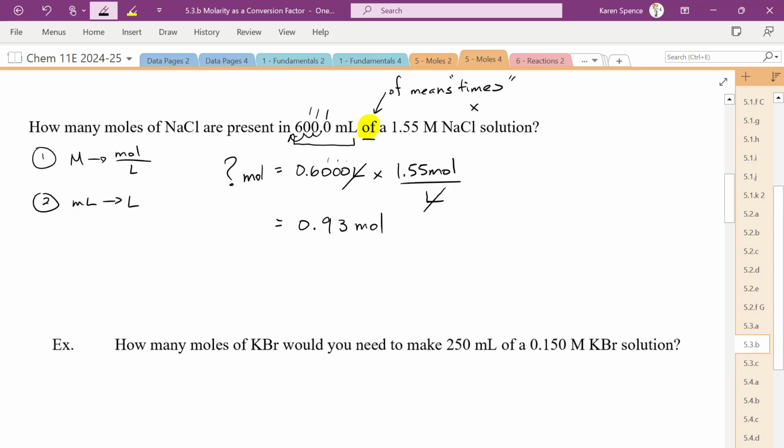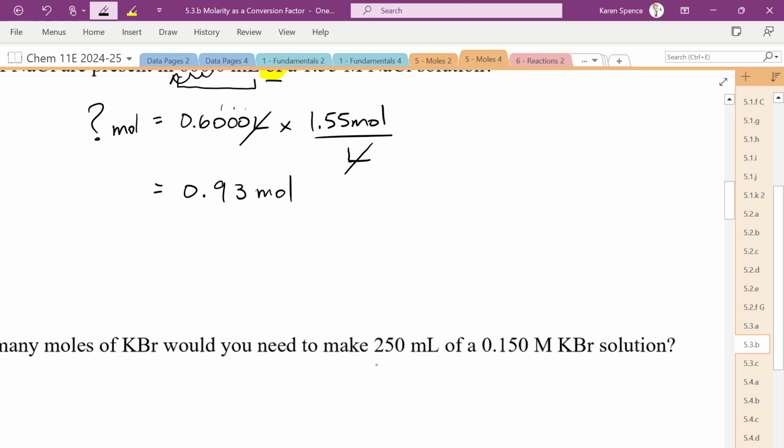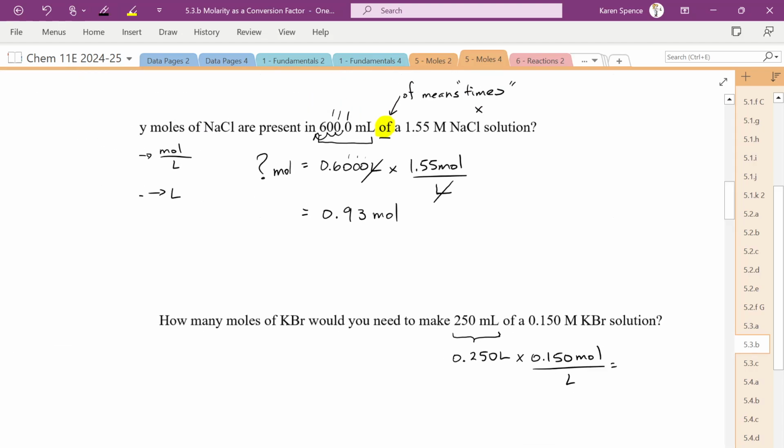How many moles of KBr would you need to make 250 milliliters? What's that in liters? 0.250 liters of a 0.150 mole per liter solution of KBr. I'm not even going to bother solving that one. I don't know why I have two examples that are the same. That irritates me. But there we go.